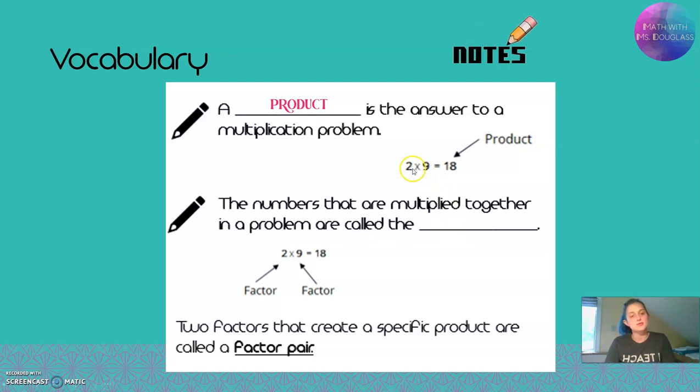So you can see here we have 2 times 9 equals 18. 18 is our product because that's the answer. The numbers that are being multiplied together, the 2 and the 9, they're called the factors.